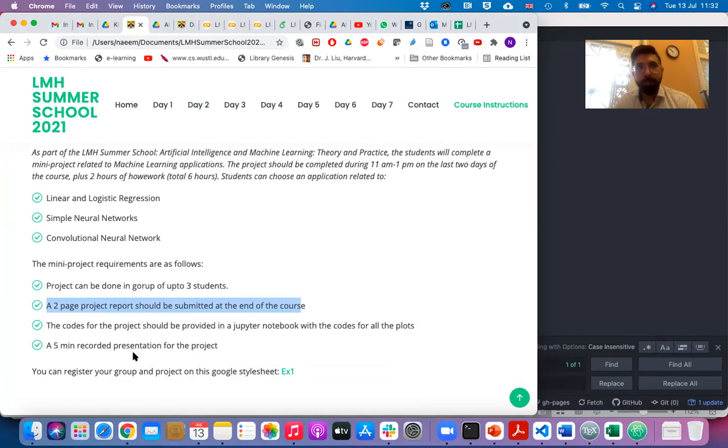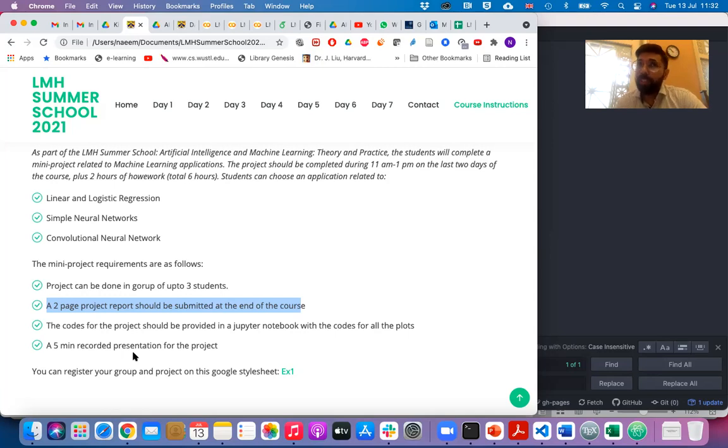So I'll give you an example. You can use any general data set from the internet. Let's say you look at the same example that we saw, features for houses and their price. You downloaded the data, created, let's say, a 10-layer neural network, trained it, and then tested on the test data set. So that would be a project.